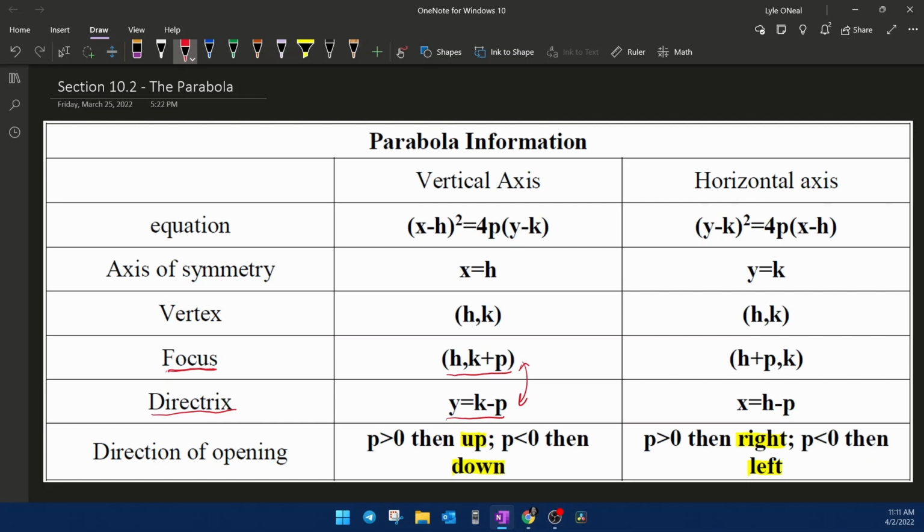And for a parabola that opens left or right, the focus will be the ordered pair h plus p comma k. The directrix is x equals h minus p. And maybe here you can see that for this type of parabola, it is the x component that varies. And I highly recommend, if you haven't done so already, that you pause for a second and write down these formulas because they're going to be needed in your notes.